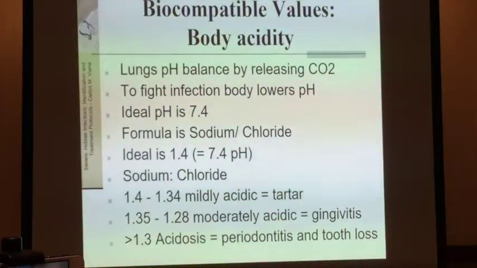The formula is to take sodium and divide it by chloride, and the ideal is 1.4. That tells me that your body pH is 7.4. If it's 1.4 to 1.3, then we know that the patient's going to present in your operatory with tartar on their teeth. If it's 1.3 to 1.2, it's gingivitis. And if it's less than 1.3, they're acidotic, and they have periodontitis, and they're losing teeth, and they are really at high risk at this point.